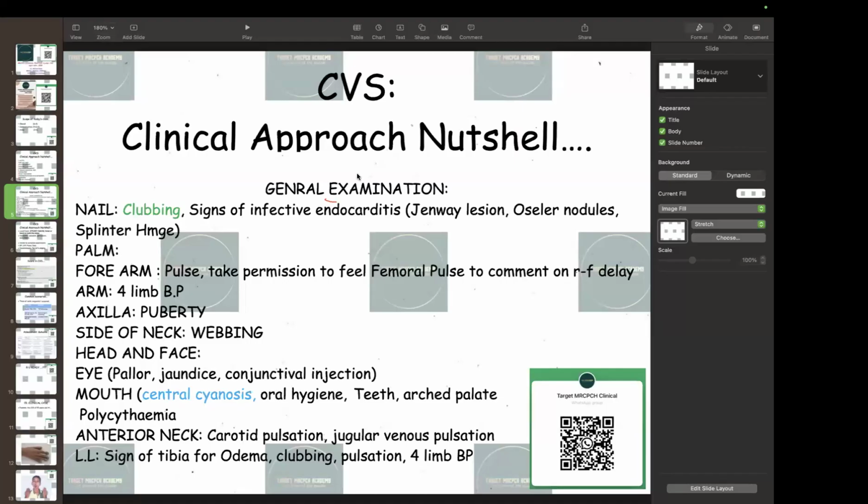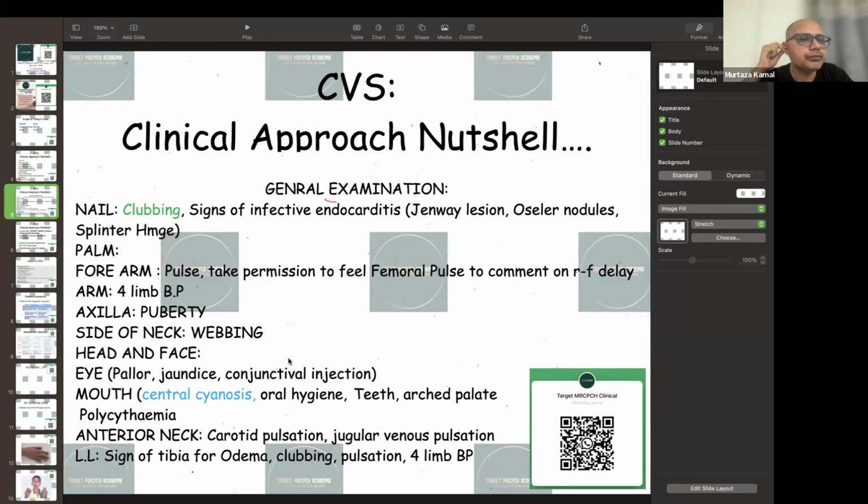I have a doubt, just a moment. At the time that we are seeing the pulse, supposedly if we get a radial delay, it is very important that at the same time you check for radiofemoral delay. But before doing that, is it important that you ask the permission of the examiner, and how do you go about that?